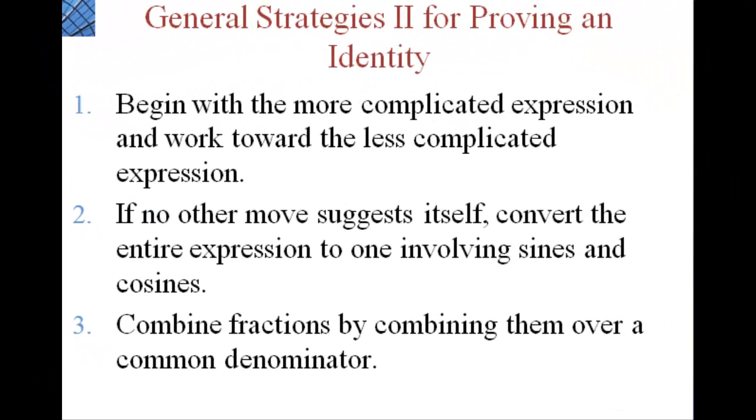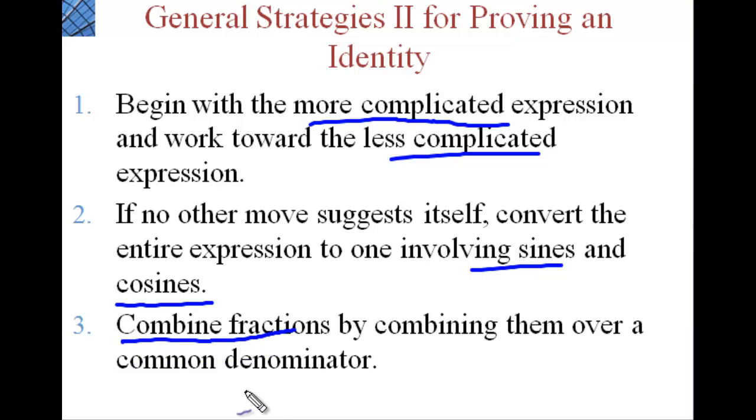In general, when you are proving an identity, you want to begin with a more complicated expression and work toward the less complicated expression. It doesn't really matter whether you're going from the left side or the right side. You're just working from one to the other. If you don't know what to do, change it all to sine and cosine. And don't forget about combining your fractions with a common denominator.